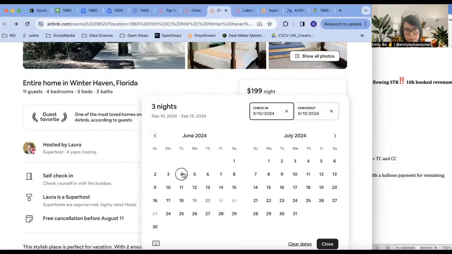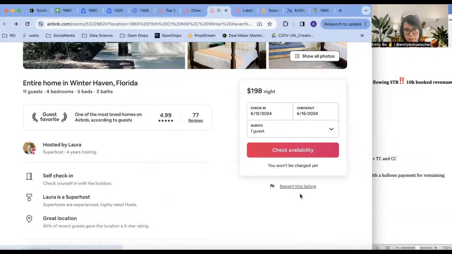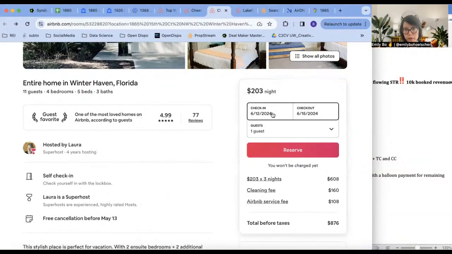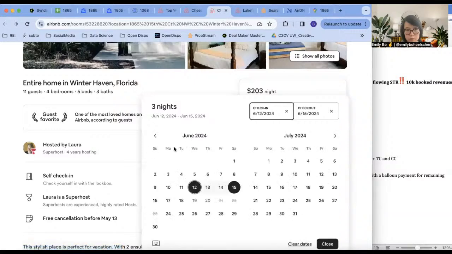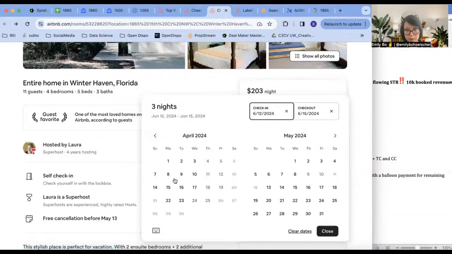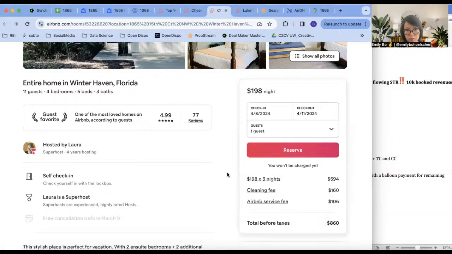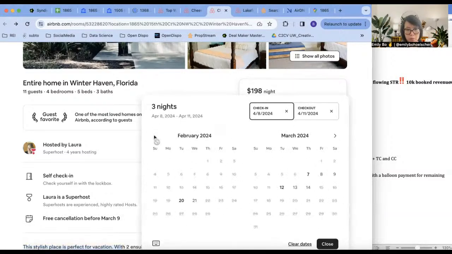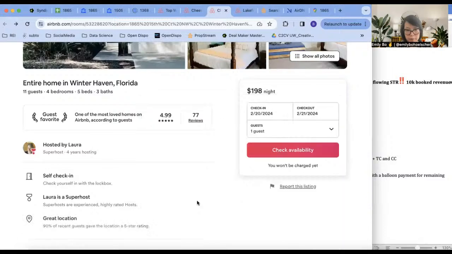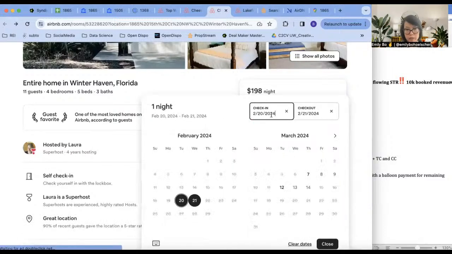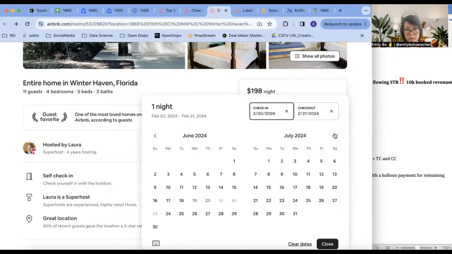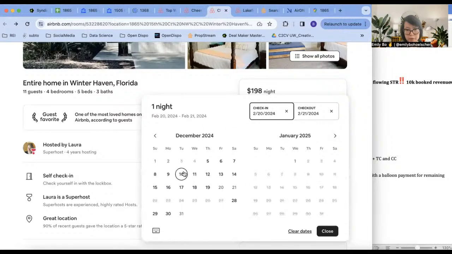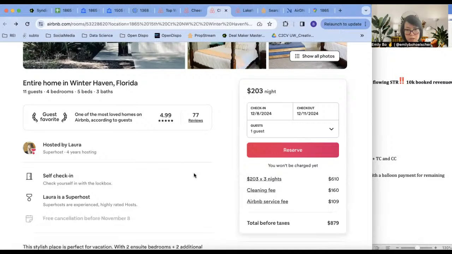So what I did, I played around with the dates a little bit. Say that was September. Let's see, how about June? So 203. Okay, good. It's a similar price. What about April? So 198. Okay. What about February? 198. Okay. Let's see, what about December? It's cold. 203. So it's about $200 per night.